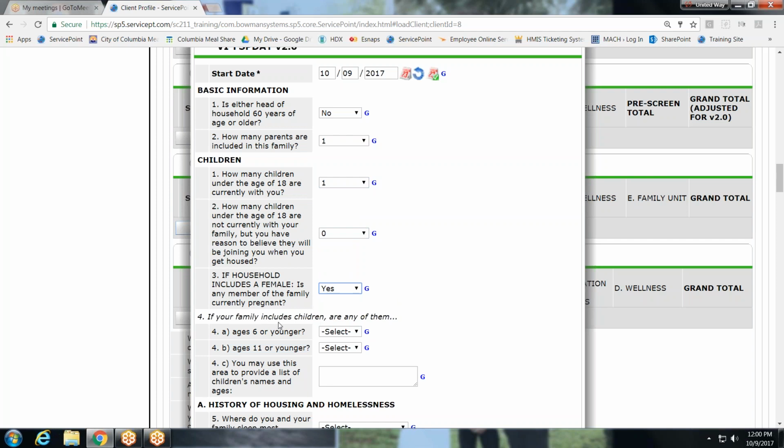If your family includes children, are any of them ages 6 or younger? Yes. If your family includes children, are any of them ages 11 or younger? Yes. And then what are the names of your children? Joey.